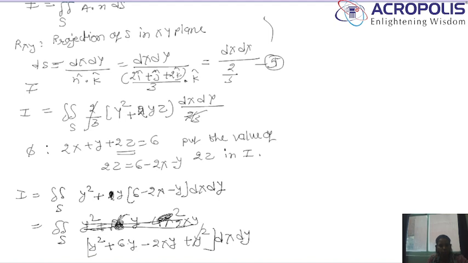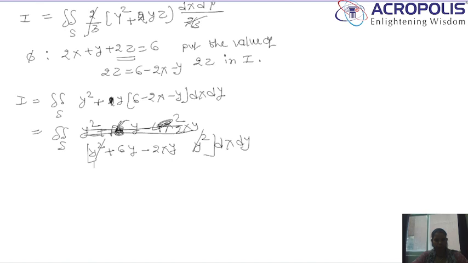So here this will be cancelled, this is minus, so this is cancelled. Now the resultant value of this I, this is our I. If we take 2y outside, this is 3 minus 2x dx dy.